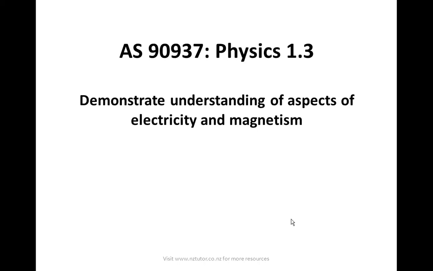This Exambite video will walk you through an exam-style question for Achievement Standard 90937, Physics 1.3, demonstrate understanding of aspects of electricity and magnetism. This video will meet objectives related to the current electricity section of this Achievement Standard.